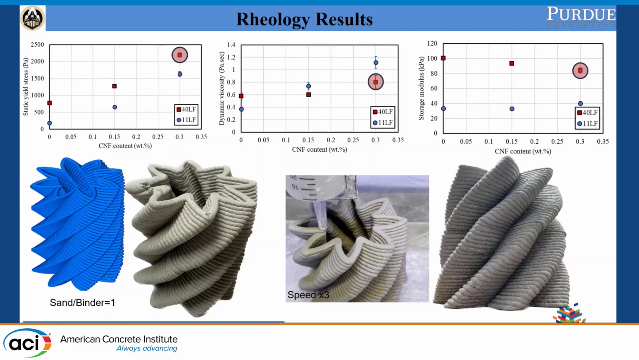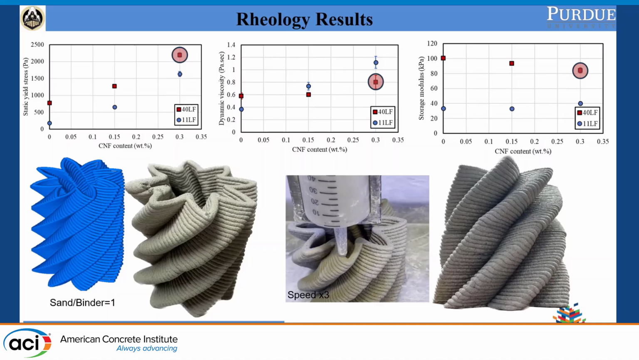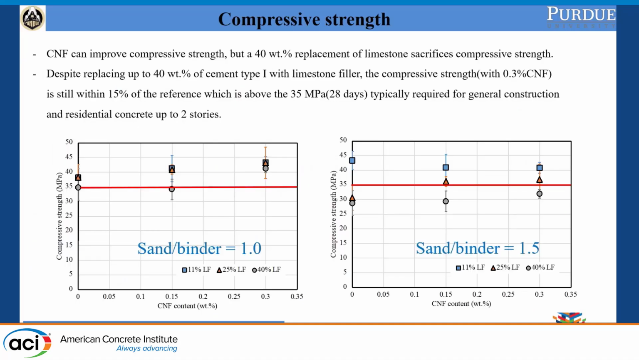You may be interested: we got a mixture that can print, but what are the mechanical properties? That's also important, so we tested the 28-day compressive strength. First, you can see that, of course, by replacing cement with limestone, you see a decrease in compressive strength due to the dilution effect. But another effect we noticed is that adding CNF has a trend of increasing the compressive strength, to offset that phenomenon to some extent.